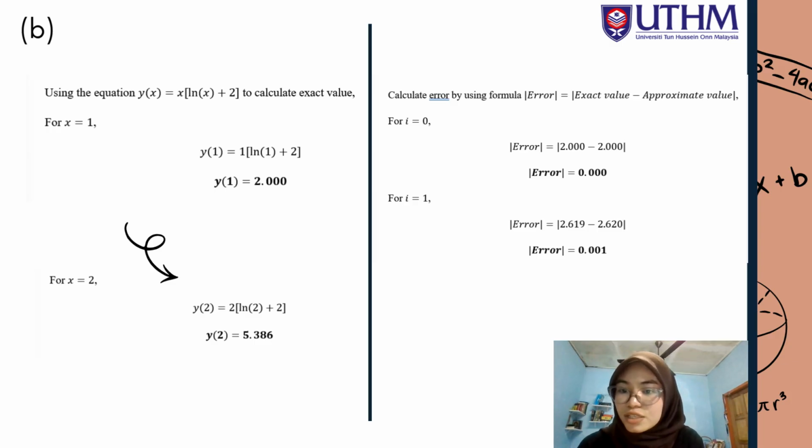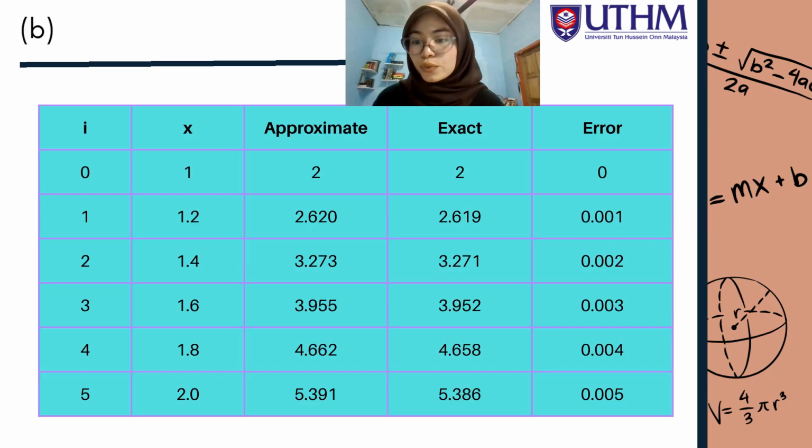And then to calculate the absolute error, we use the formula error = exact value minus approximate value. By that, we can get all of the error values for each iteration, and we put them in the table. Thus, this table shows the complete approximate, exact, and error values for each iteration in this question 1. That's all from me. Thank you.